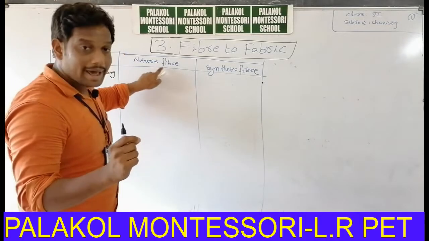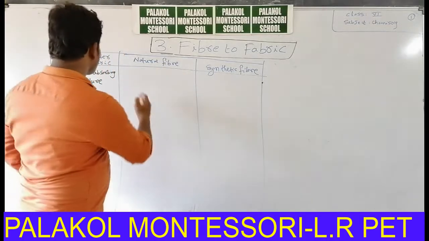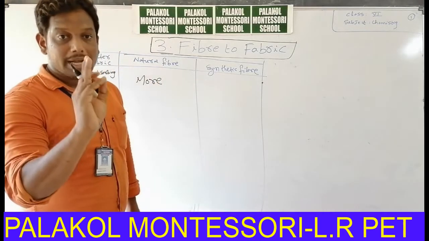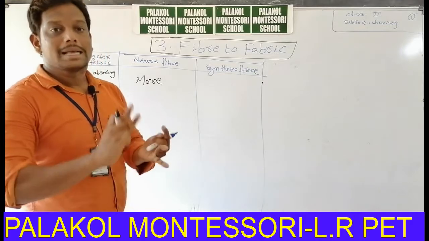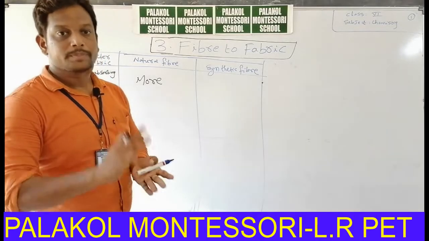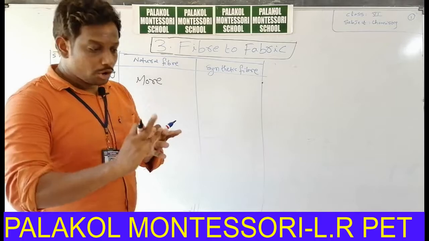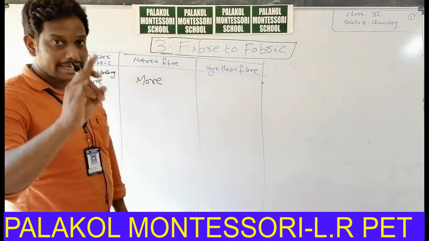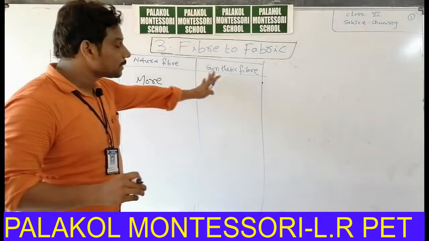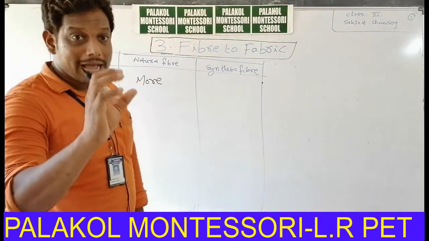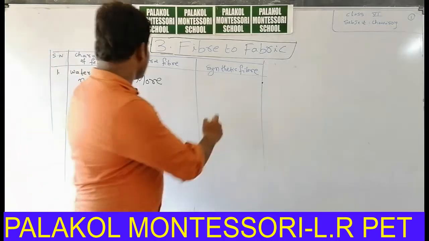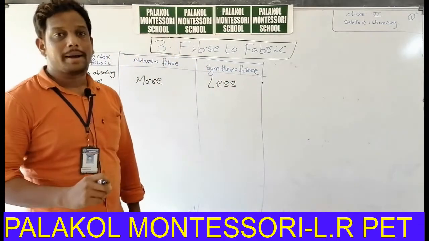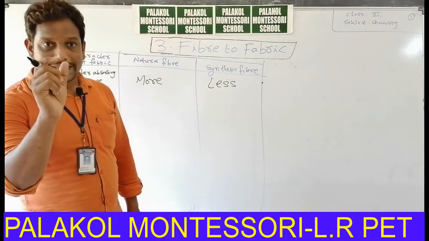So first one is water absorbing nature. It is more for natural fibers. That means water absorbing nature is more for cotton, silk, wool, jute. Next, what about synthetic fiber? Synthetic fiber absorbs water in less quantity. Water absorbing nature is less for synthetic fiber.